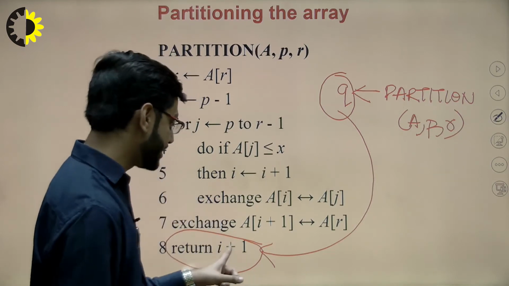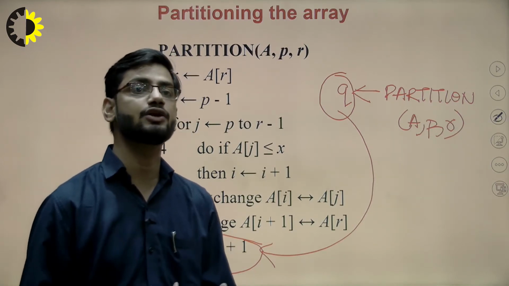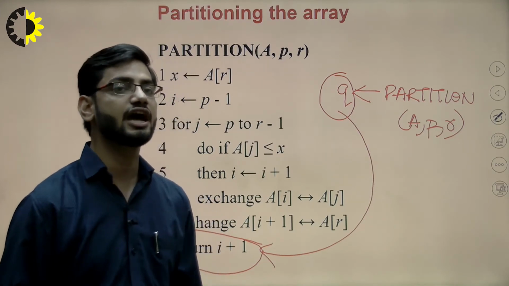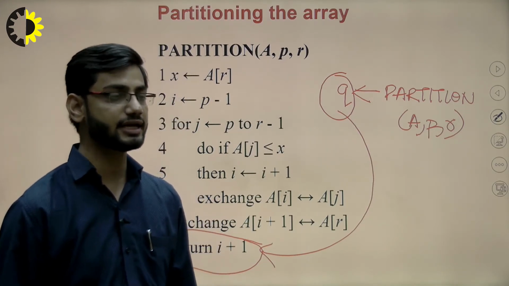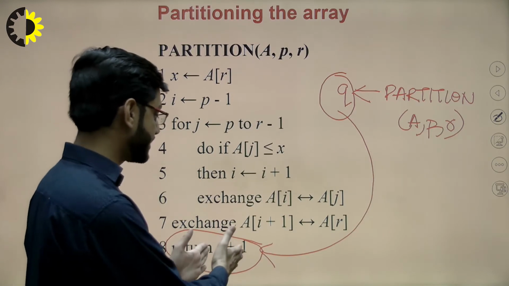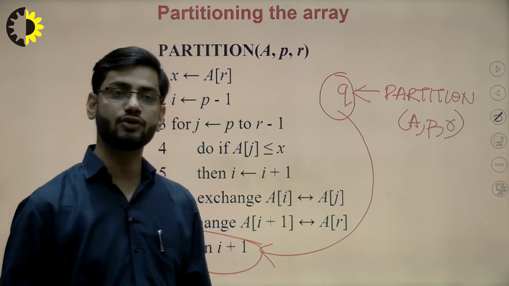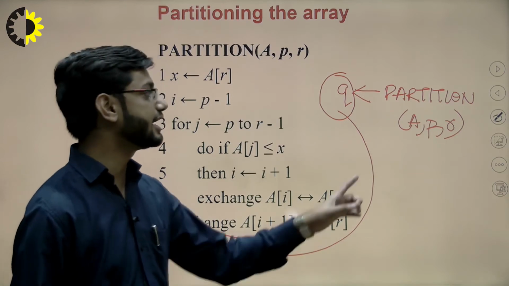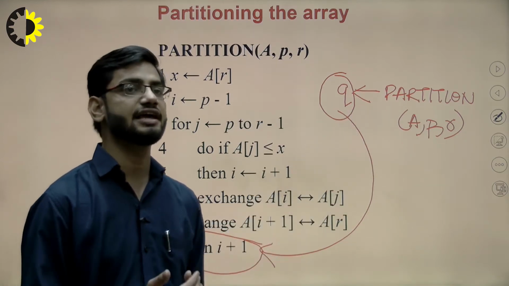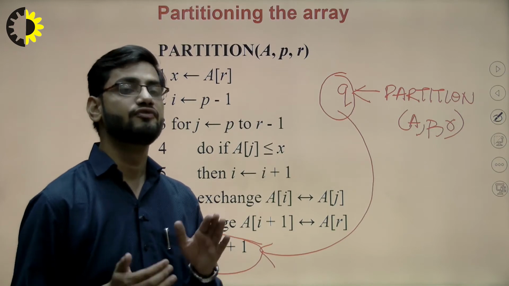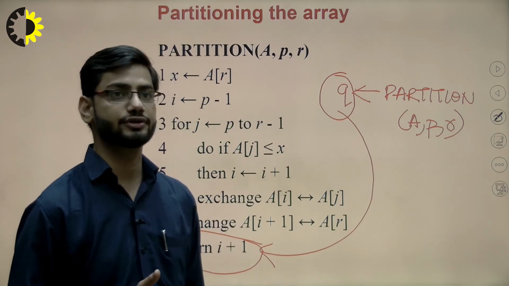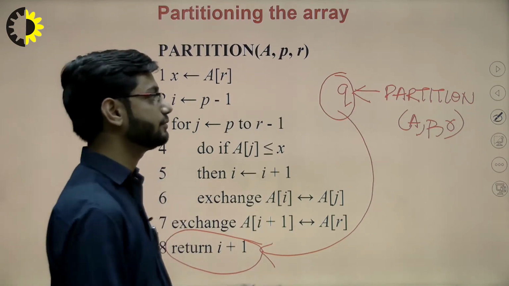So this i plus 1 is the correct index value of the pivot element, where we have to fix the pivot element. Clear? So here this i plus 1 is the index value of the pivot element, and this will be assigned to q. So every time the partition procedure will fix one element of the array at its correct position. So this is the working of the partition procedure.